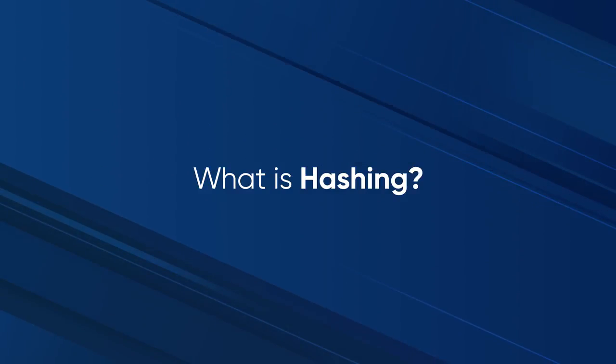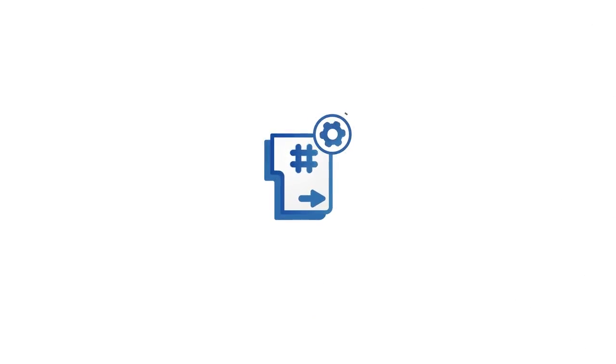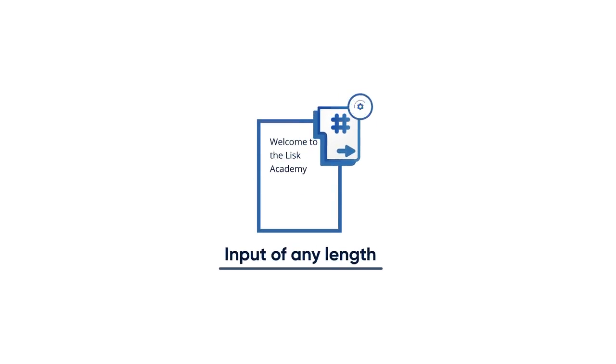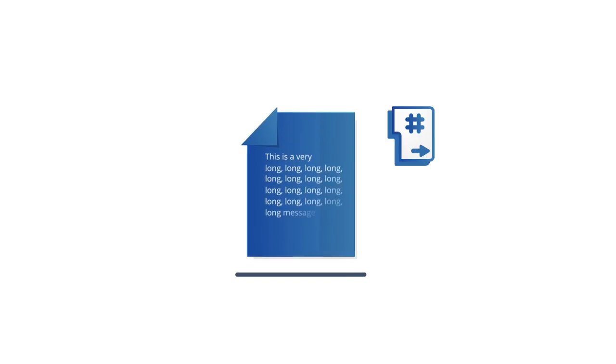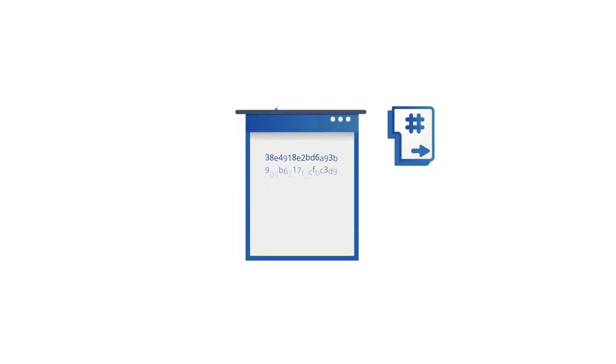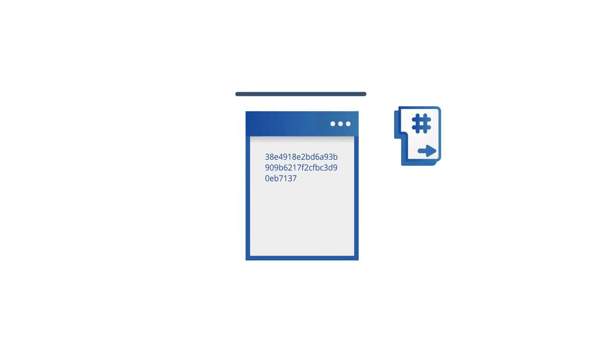What is hashing and what does it do? Hashing is the process of converting an input of any length into a fixed size string of text using a mathematical function. This means that any text, no matter how long it is, can be converted into an array of numbers and letters through an algorithm.